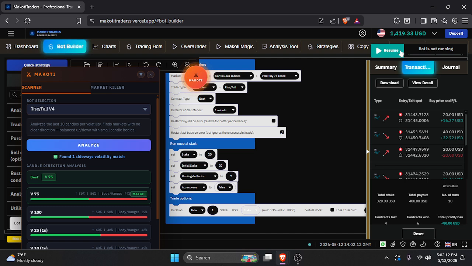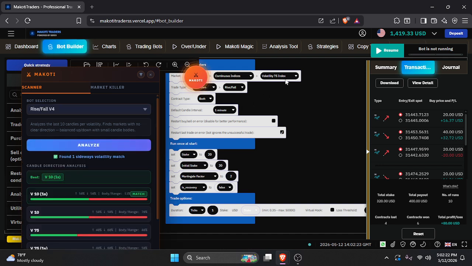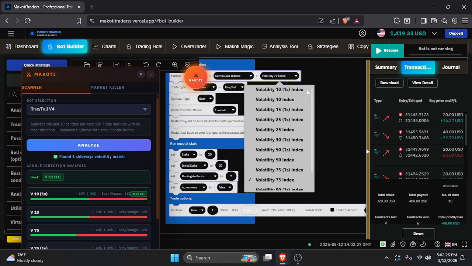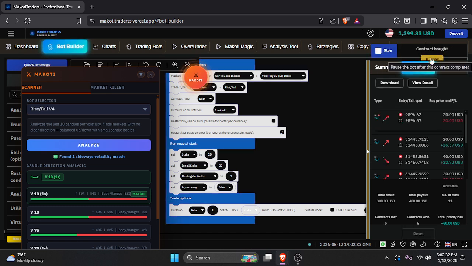Remember, I have not stopped. I just paused. That's why it's saying resume. So I have paused. So let me analyze again. So 10 on S. So let me shift to 10 on S, and resume. So the first run is a loss.